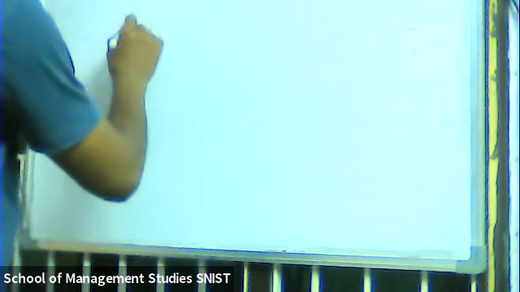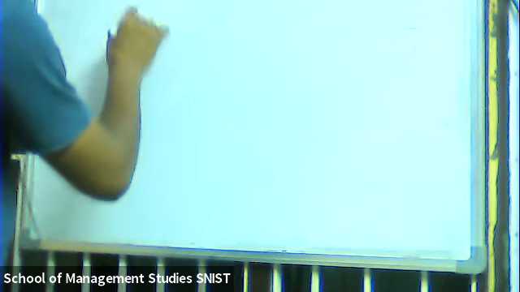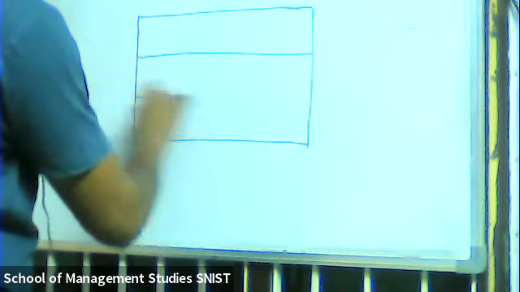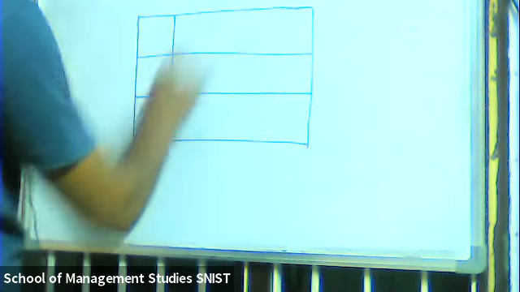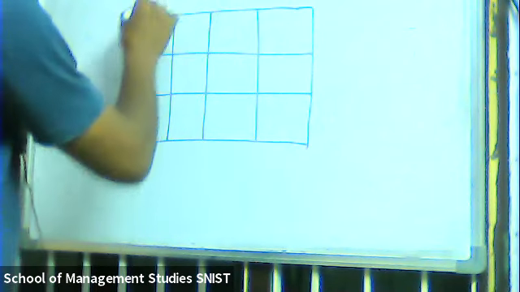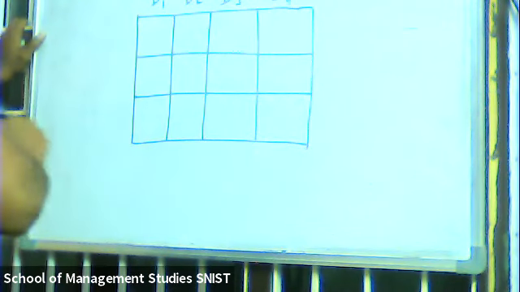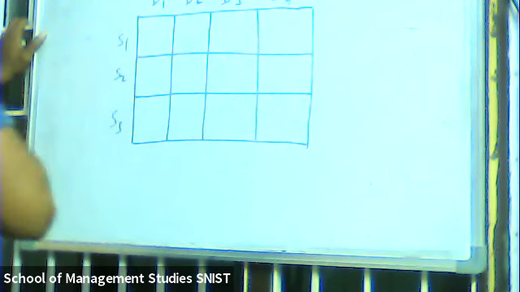Okay, so I'm taking here 3 rows and 4 columns, 3 rows and 4 columns, distribution points 1, 2, 3 and 4, and source 1, source 2, source 3.